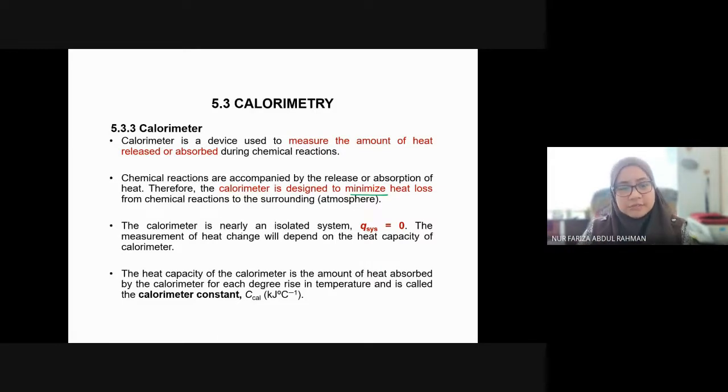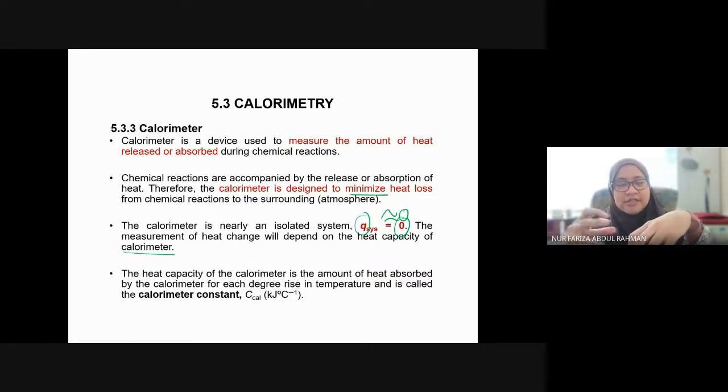Okay, right. So the calorimeter is nearly an isolated system. That means the system will not be released to the surrounding, ataupun the Q will not be released to the surrounding. So the amount of heat release will be zero. Okay, the amount of heat yang hilang will be zero if you are using calorimeter lah, ataupun almost equal to zero. Ada pun mungkin very, very minimum. Okay, the measurement of heat change will depend on the heat capacity of the calorimeter, of course. Okay, the heat change kita kena consider because the calorimeter is also the surrounding. Okay, calorimeter adalah surrounding juga.